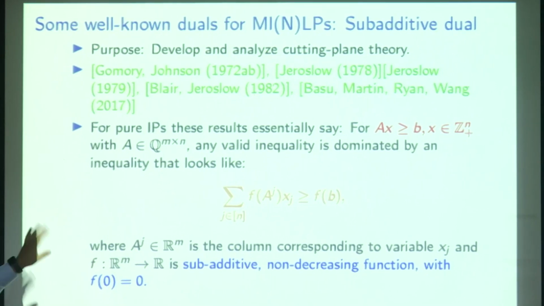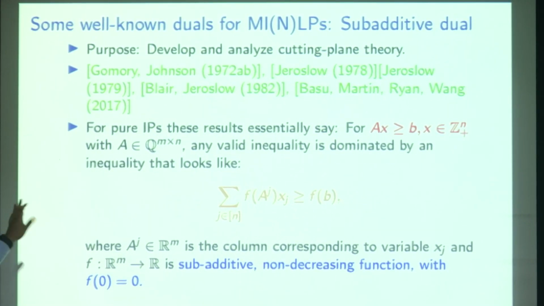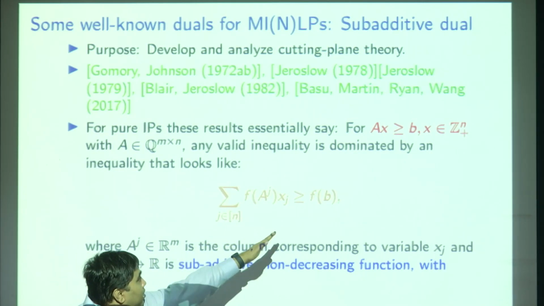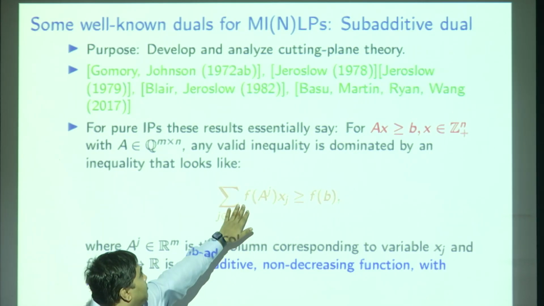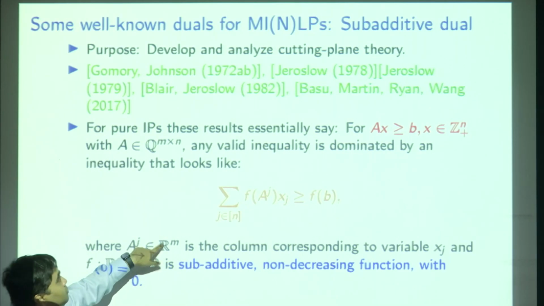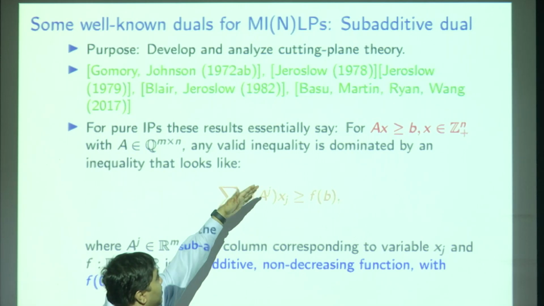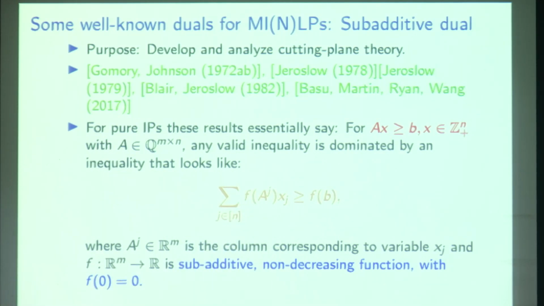And this is one representative theorem. It's for pure IPs. You can do it for mixed integer linear. It just gets technical. I can't put it in one slide. If you have an IP, all rational data, Ax less than or equal to b, x non-negative integer, then you can show that any linear inequality that is valid for that set is dominated by an inequality that looks like this, where f is a subadditive function operating on the columns of your problem, non-decreasing and zero at zero. And any inequality is dominated by something like a subadditive inequality, right?